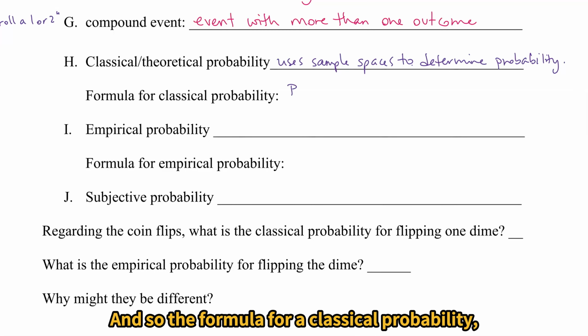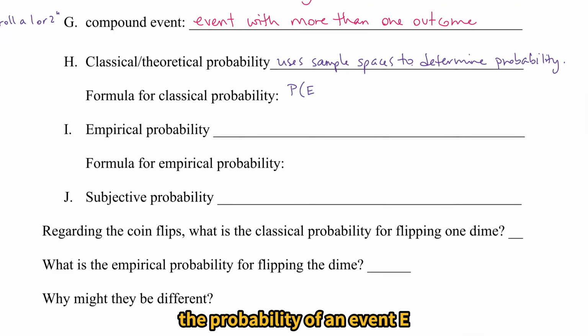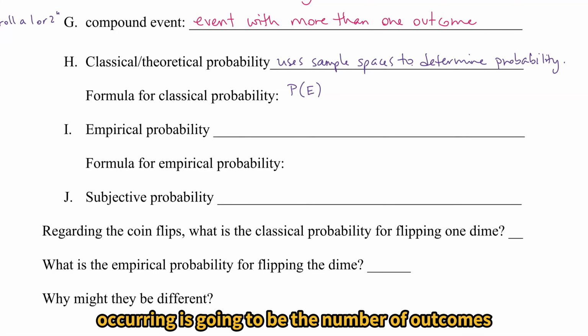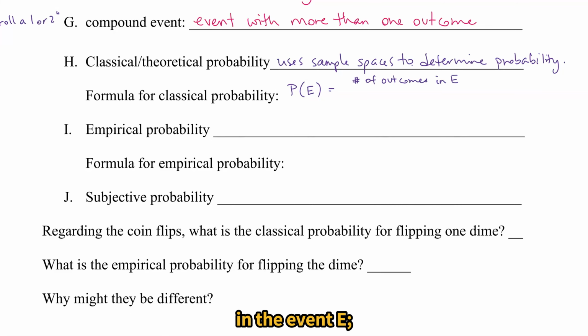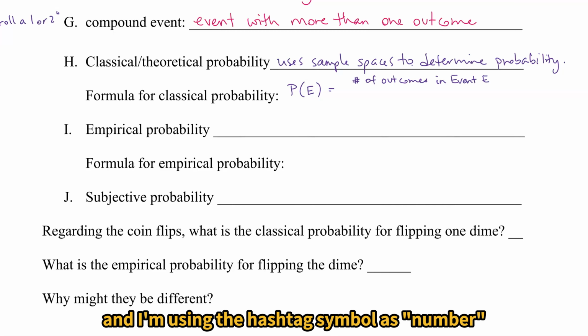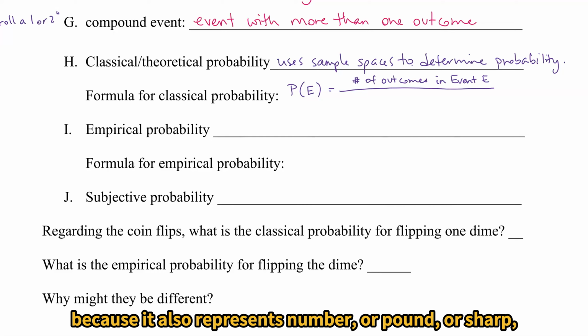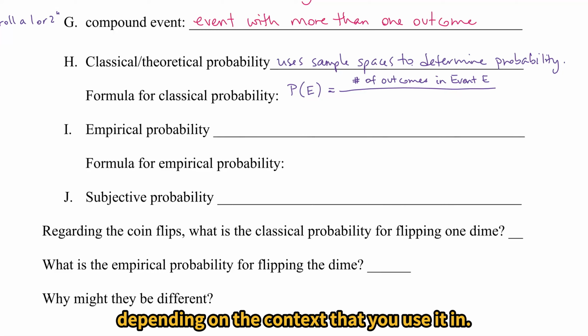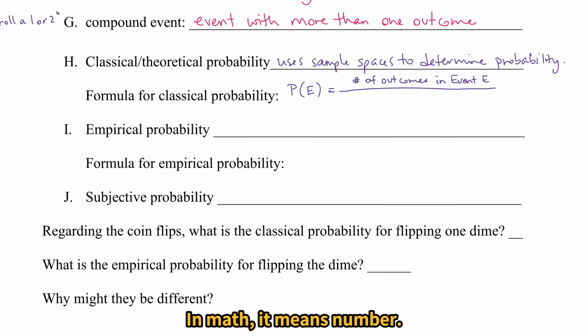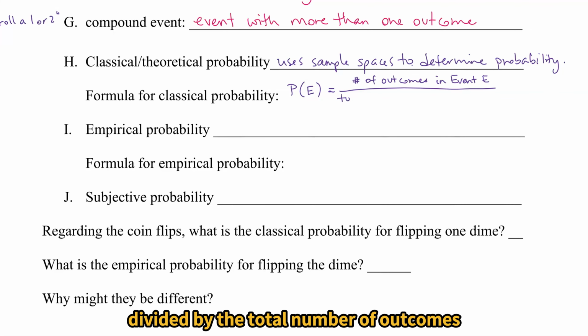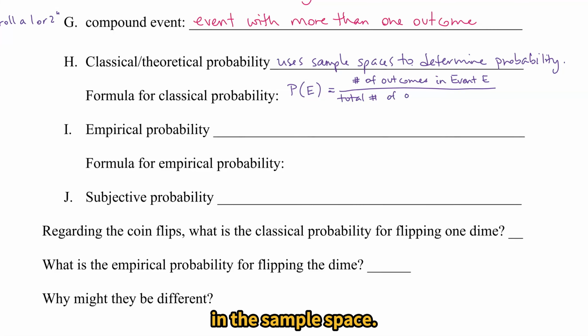And so the formula for a classical probability, the probability of an event E occurring, is going to be the number of outcomes in the event E. And I'm using the hashtag symbol as number because it also represents number or pound or sharp, depending on the context that you use it in. In math, it means number, so we're going to use it for number. Number of outcomes in the event divided by the total number of outcomes in the sample space.